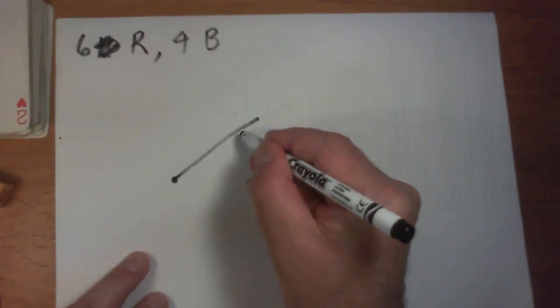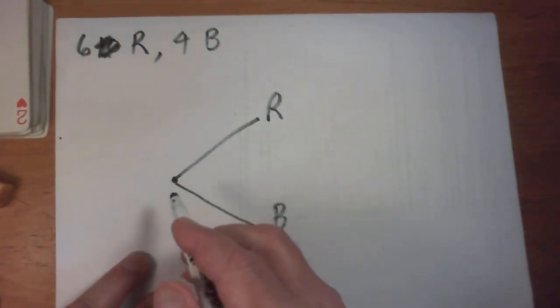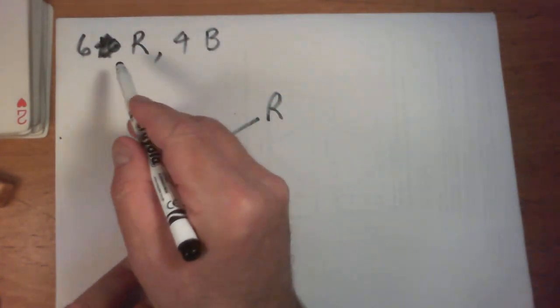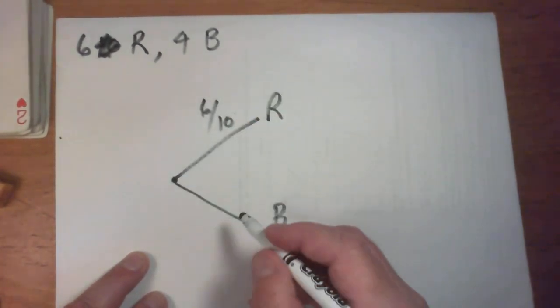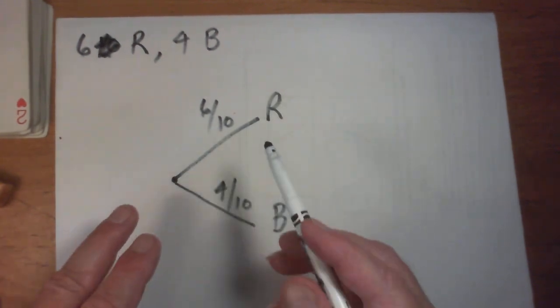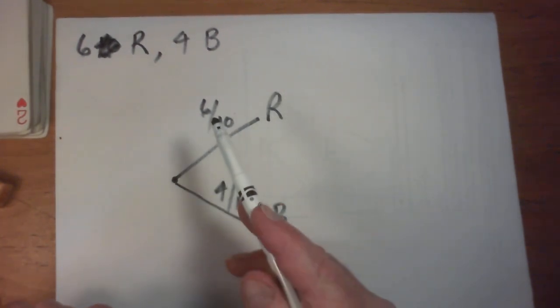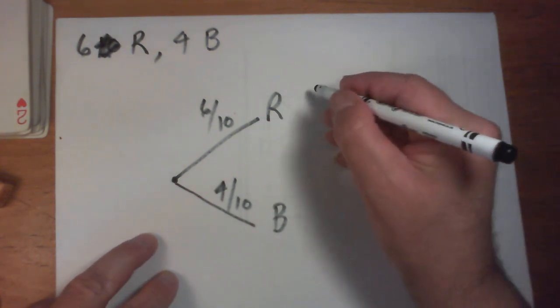So if I start, the ball I'm going to pick out is either going to be red or blue. And the probability, hopefully you can see this, the probability of picking a red is going to be 6/10. And the probability of picking out a blue is going to be 4/10. So I won't bother to reduce these to the lowest terms. I'll just keep them as 6/10 and 4/10 because it'll make things easier at the end of the day.